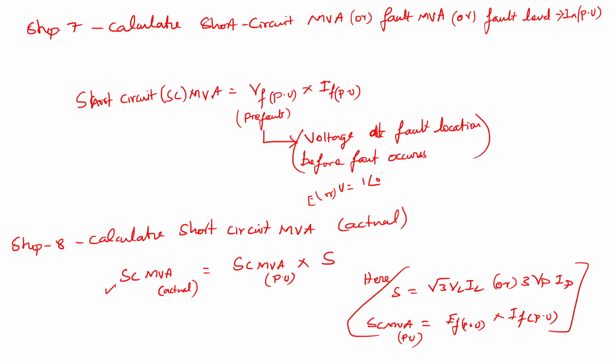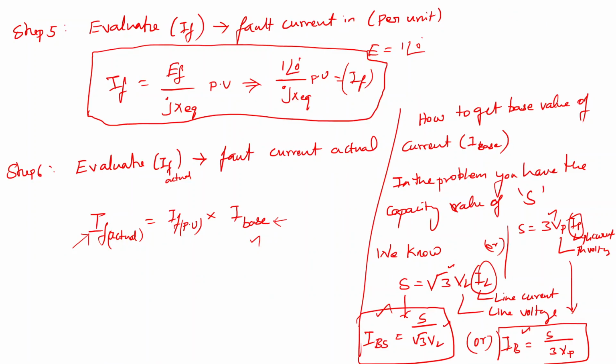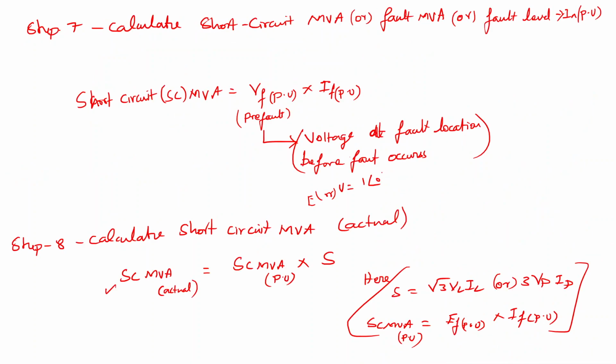So these are all the steps we need to use for finding out the fault analysis problem. I'm not telling that all these 8 steps need to be followed for all the problems, but these are the steps we need to follow. For example, if only the short circuit per unit value is asked, then we will stop at step 7 itself. If they're asking for the actual value, then we'll go for this. Or sometimes they will ask only what is IF per unit, so at that time we can stop at the 5th step. So this is the overall set of steps involved in the fault analysis for the symmetrical fault.